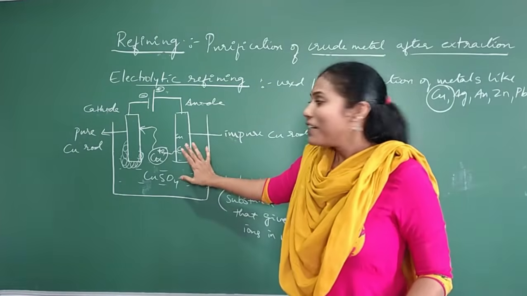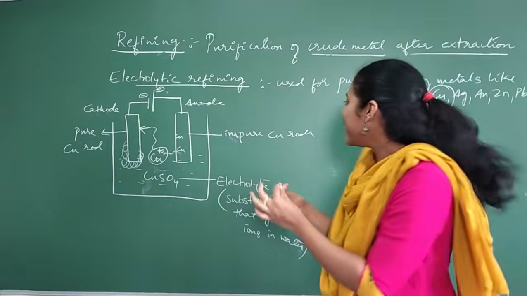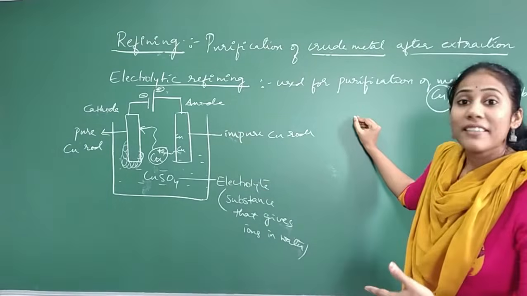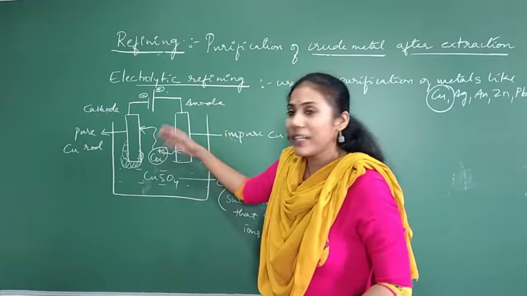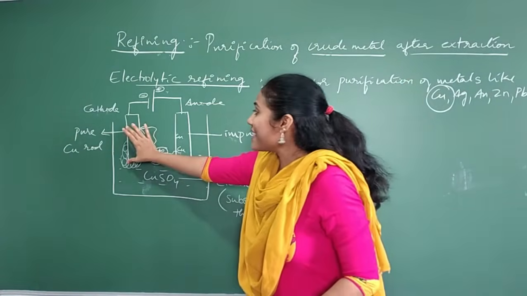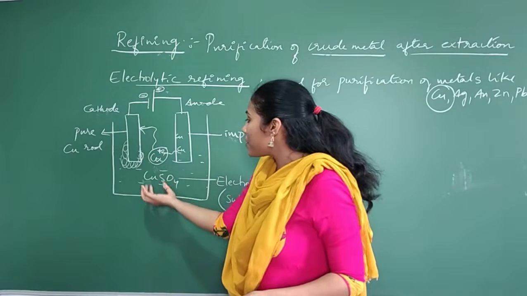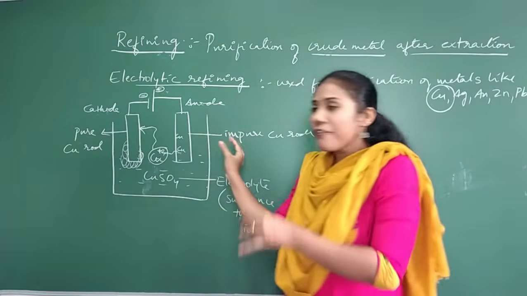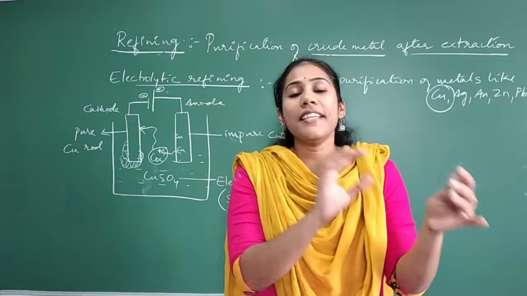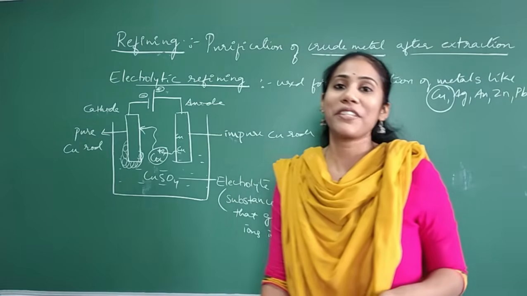Yes or no? So gradually the size of anode decreases. The size of anode decreases because all the copper is going away, and the size of cathode increases. Why? Because from the solution all the copper is coming and occupying the rod, no? Size of anode decreases, size of cathode increases. This is what you have to observe.